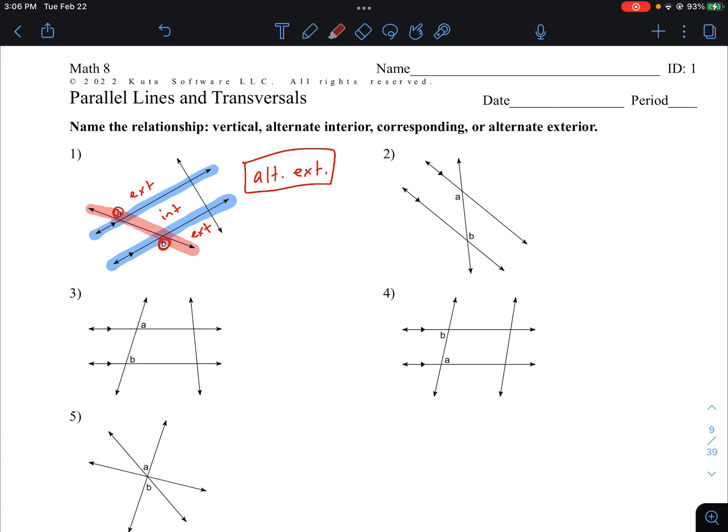All right, let's take a look at number 2. Here's my transversal, A and B. They're on the interior, opposite sides, so those are alternate interior angles.